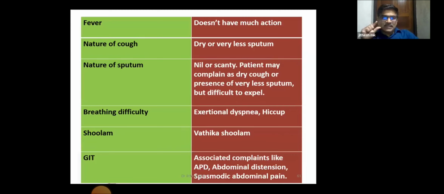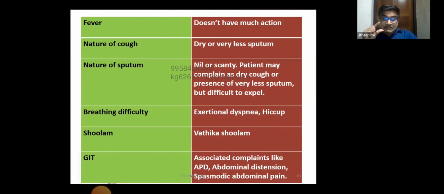In fever, there is not much action with the Nayobhaya. Nature of cough: if the patient exhibits severe dry cough or very scanty sputum, again nil or scanty sputum, again dry cough, like with Dasamulagatraya. Again, this is very effective in case of exertional dyspnea as well as hiccup, severe type of hiccup.